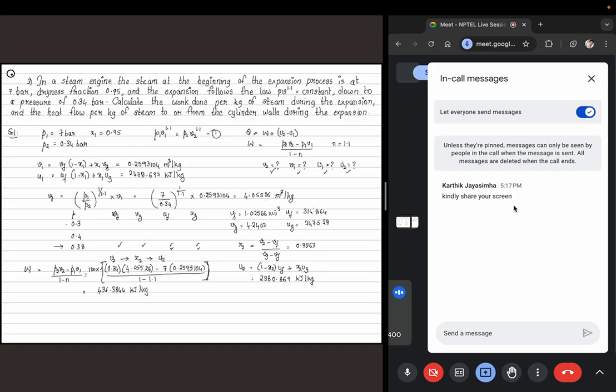And I already have U1 and U2 with me, so I can directly calculate the Q. I'm not sure about the number, so you can also quickly go through the calculations and let me know if there are any mistakes that I have made in the calculation. But is the process clear?